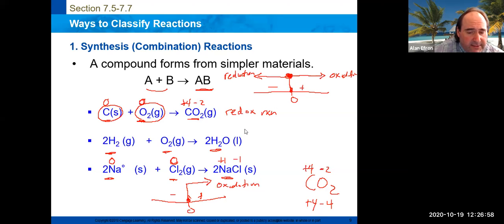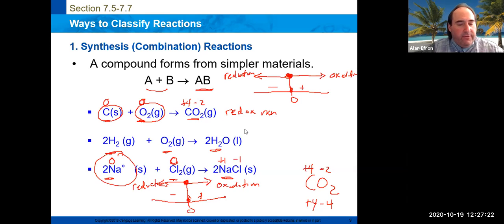The chlorine is starting at 0 and ending at -1, which is going to the left, which means it is going through reduction. And that's what we would expect. Sodium, which is a metal, we would expect it to lose electrons, which means it should be going through oxidation, while the Cl2 is gaining electrons because it's a non-metal and it is going through reduction.